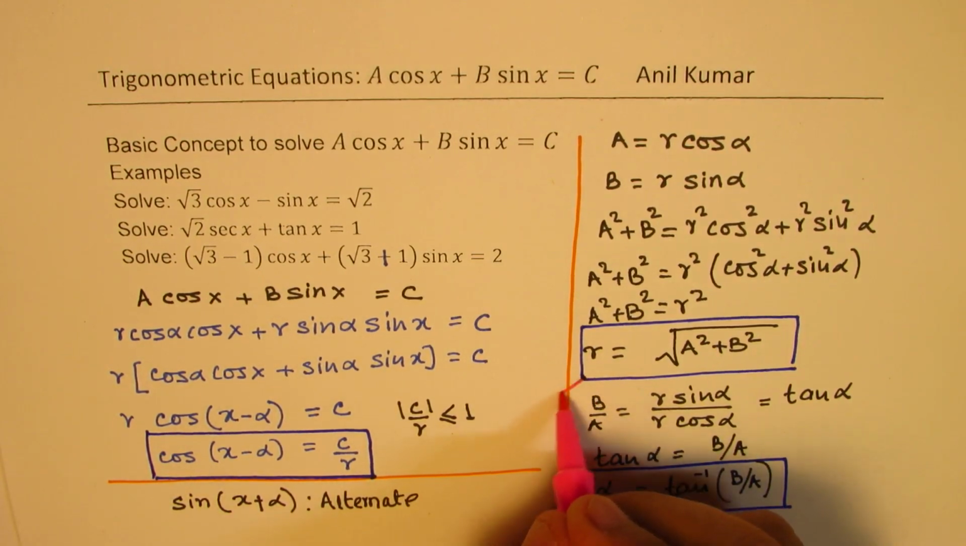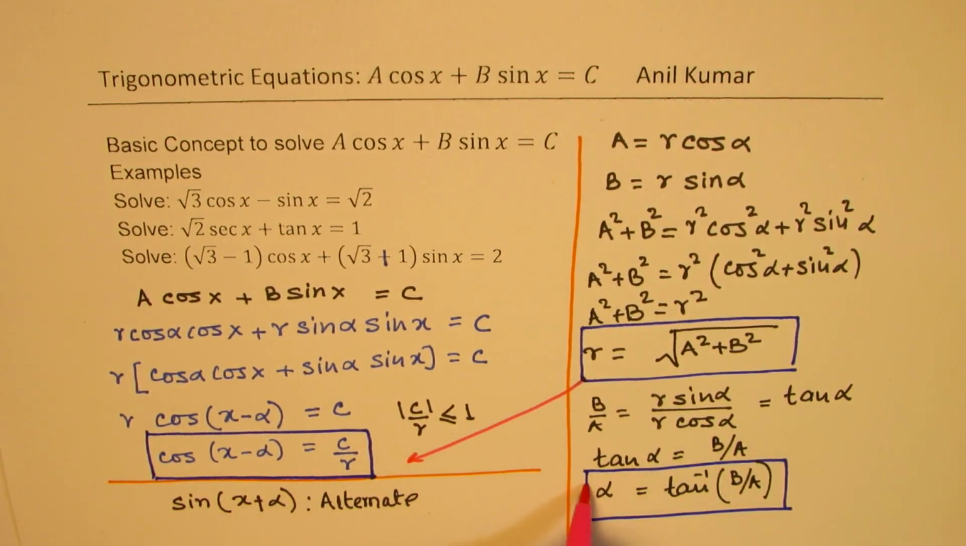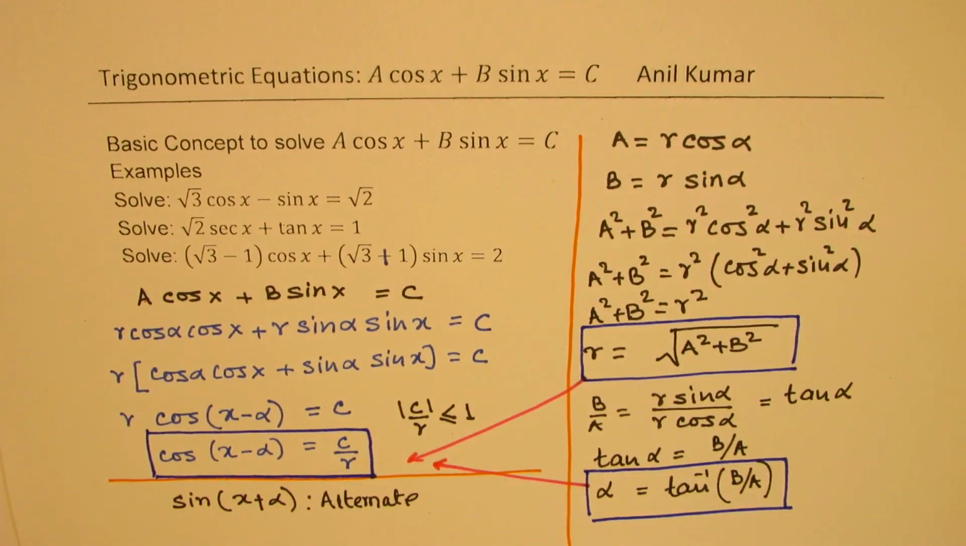We know what the value of r is, right? And we also know what the value of alpha is. So we know what alpha and r are in terms of a and b. And so we can easily solve this equation. Does that make sense to you? Correct? You can write c over r in terms of cosine and get your answer.